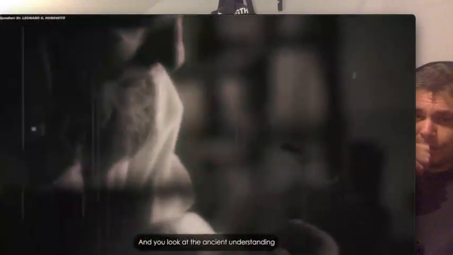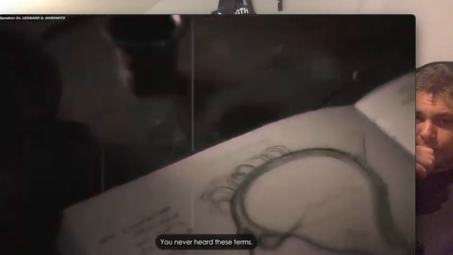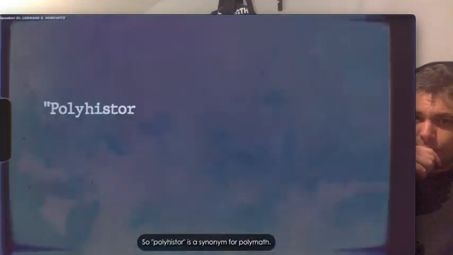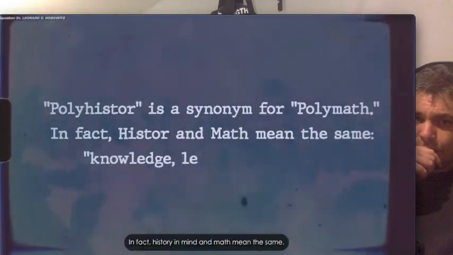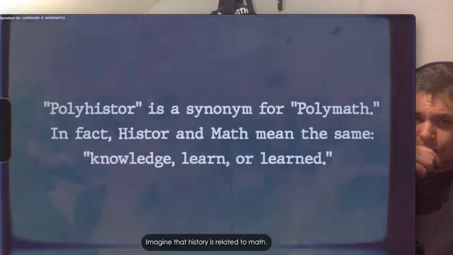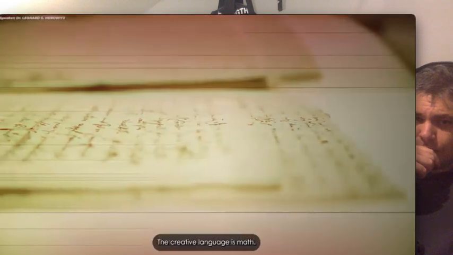And you look at the ancient understanding. These definitions come from Webster Dictionary. You never heard these terms. So polyhister is a synonym for polymath. In fact, hister and mind and math mean the same. Imagine that. Hister is related to math. They mean the same. Everything sources from math. The creative language is math.